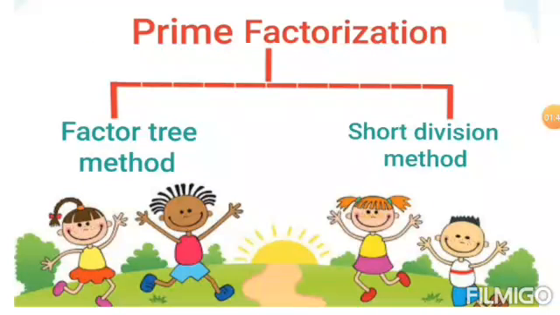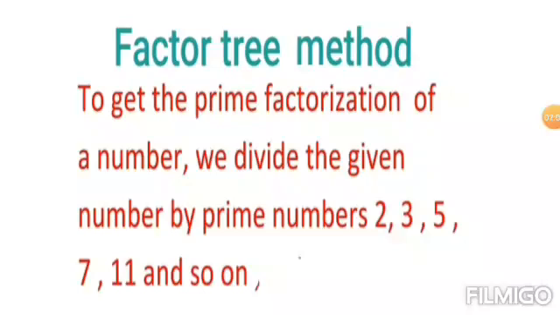Now come to the next one. There are two methods in prime factorization. First method is the factor tree method and second method is the short division method. Factor tree method is to get the prime factorization of a number. We divide the given number by prime numbers. And what are the prime numbers? Prime numbers are 2, 3, 5, 7, 11 and so on.